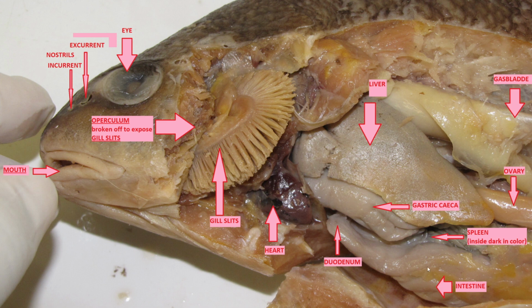Intestine again ends up being more ventral or towards the belly. Oftentimes, the first part of the intestine is called the duodenum. Here we can also see the gas bladder, another name for the air bladder. And here is the ovary or the gonads, which makes this a female.